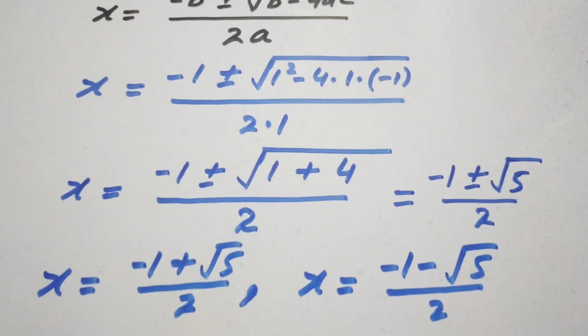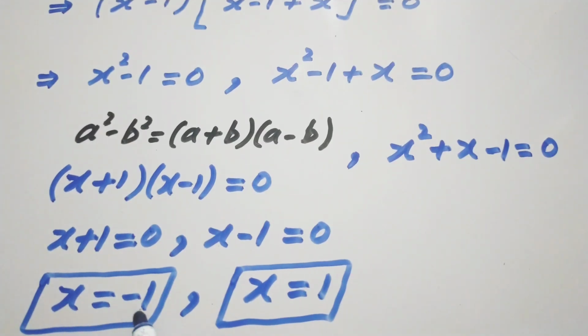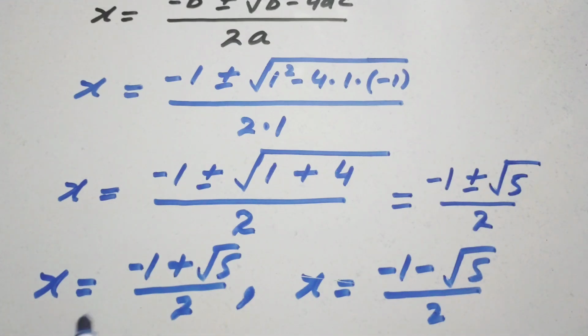As we have found x is equal to minus 1 and x is equal to 1, this is x1 and this is x2. This is x3 and this is x4. These are the four solutions of x.